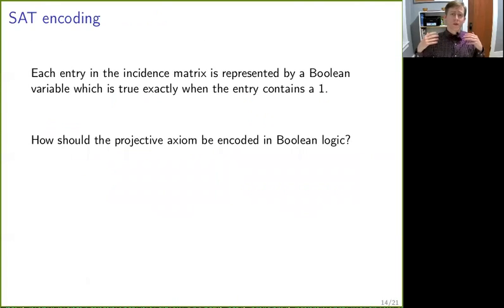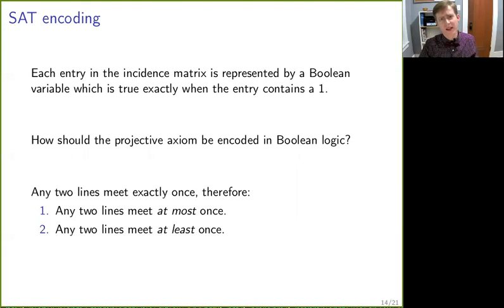Now, there's a nice correspondence between Boolean logic and 0-1 matrices, right? Because true values can be represented by 1s and false values can be represented by 0s. So we're just going to need to have a variable for every entry in our matrix. And then how do we go about encoding the projective axiom? Well, this is an inner product condition, and the SAT community has well-developed tricks for how to encode such things.